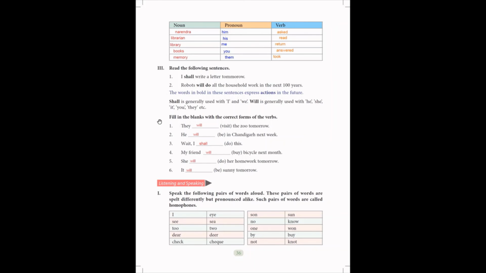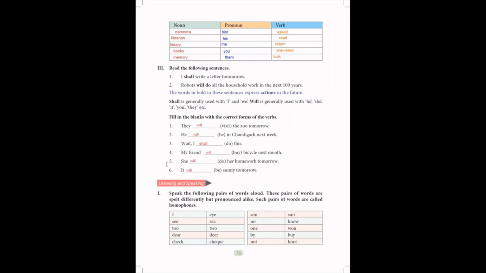Okay, now we need to fill in the blanks with the correct forms of the verbs. Yashita will take us through these sentences. Are you ready, Yashita? Yes. Okay, the first one is, they will visit the zoo tomorrow. Second is, he will be in Chandigarh next week. Third is, I shall do this. Fourth is, my friend will buy a bicycle next month. Fifth is, she will do her homework tomorrow. Sixth is, it will be sunny tomorrow. Great. That was straightforward.